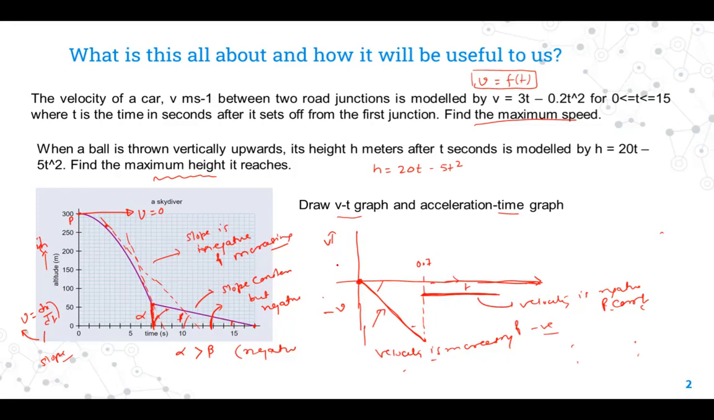Now if you want to draw the A versus T graph, then acceleration is nothing but the rate of change of velocity with time, and velocity is nothing but the rate of change of displacement with time. So in short, this is d2x by dt square. Now d2x by dt square is less than 0. That means acceleration is less than 0. Okay, so you have to find it out.